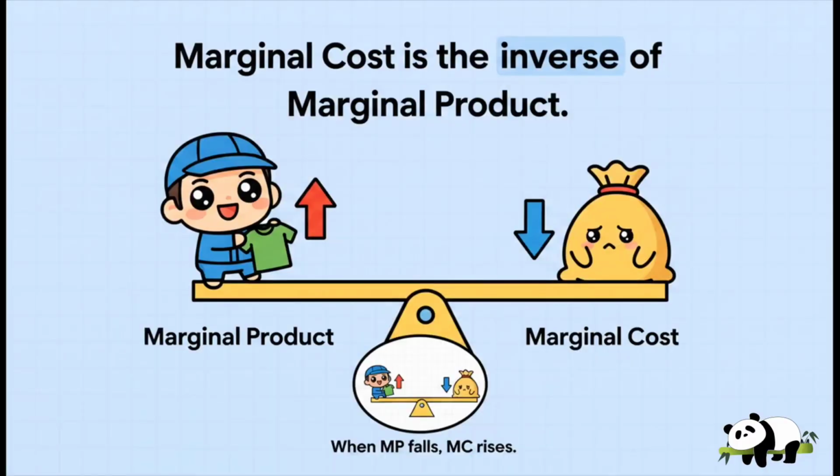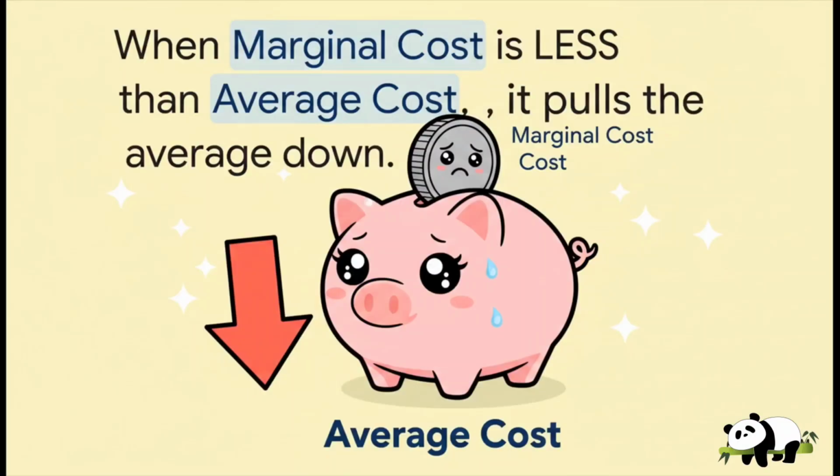And here's the big aha moment. Marginal cost is basically a mirror image of marginal product, which is the extra output you get from adding one more worker. So when your workers are getting more productive, your cost per extra unit is falling. The second their productivity dips, the cost per extra unit has to rise. They're perfectly connected. Now let's look at how this all fits together.